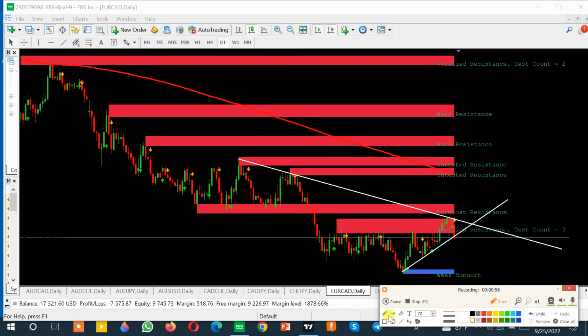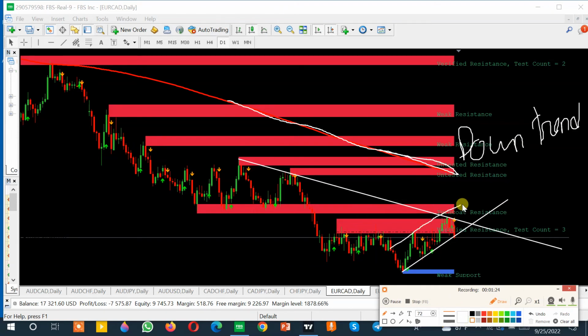This is the 200 EMA. The 200 EMA is over the market price, and the market is below the 200 EMA. So we can say that for the long term the market is in a downtrend. From this downtrend, our expectation is only to make a sell position.